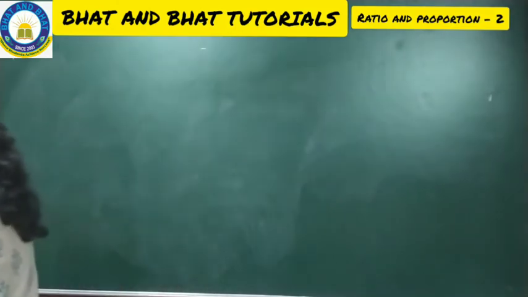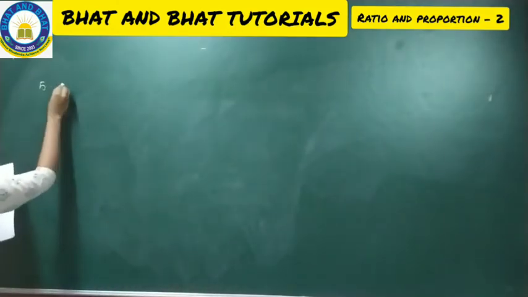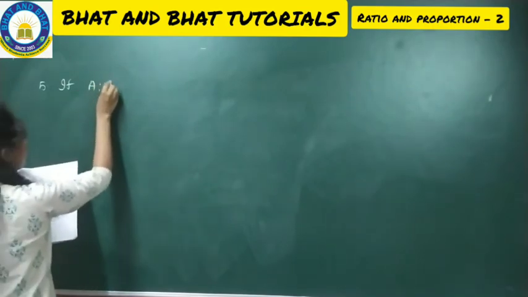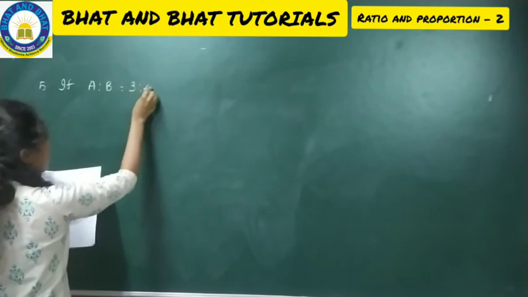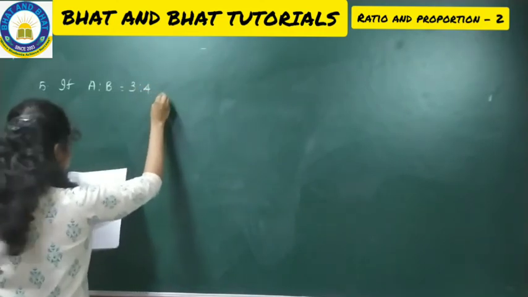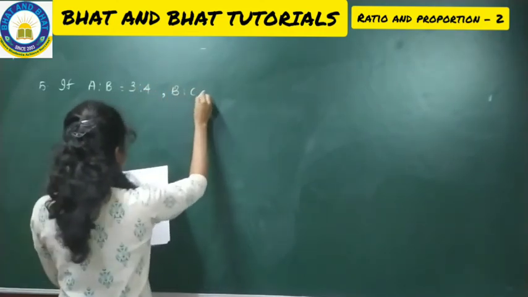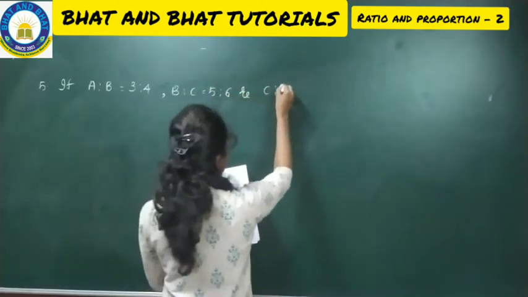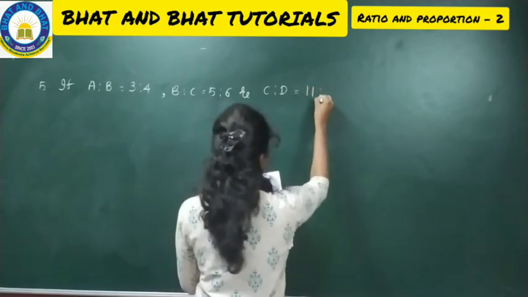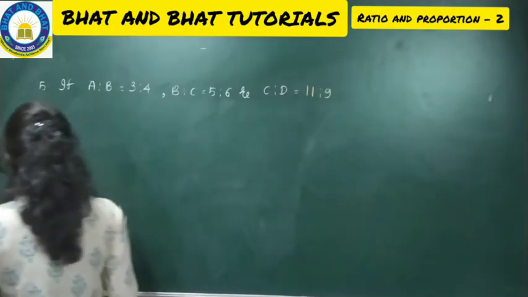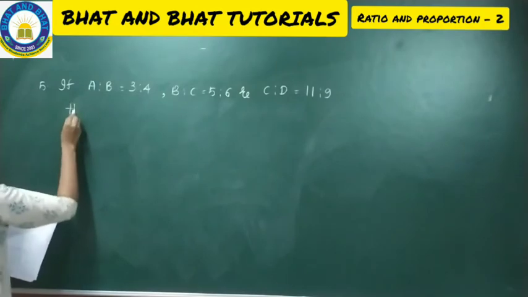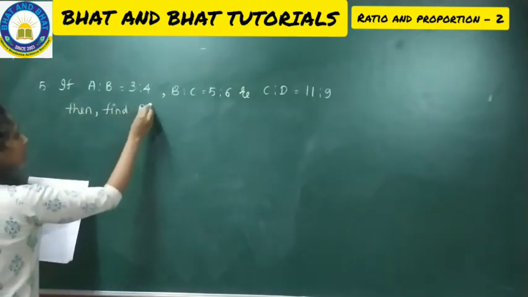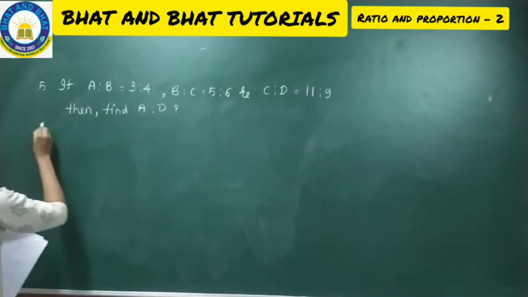Question number 5 is like this. If A is to B is equal to 3:4, B is to C is equal to 5:6, and C is to D is equal to 11:9, then find A is to D. So this is your question.